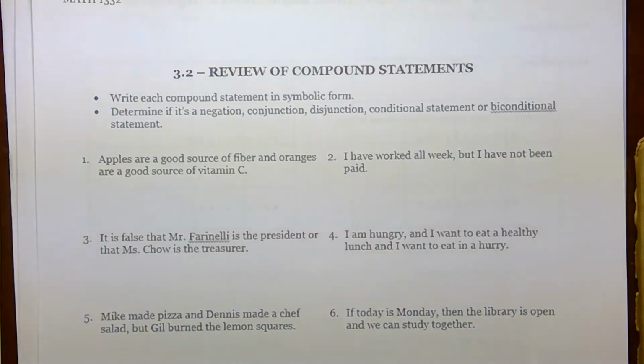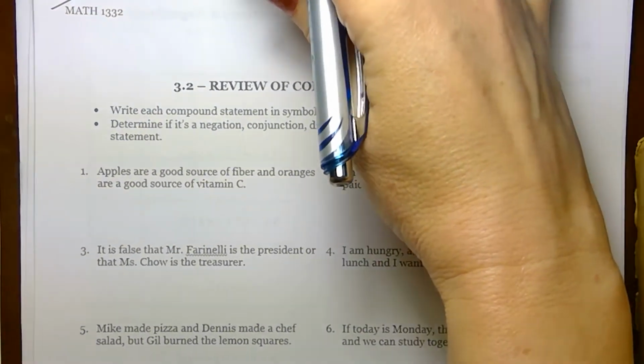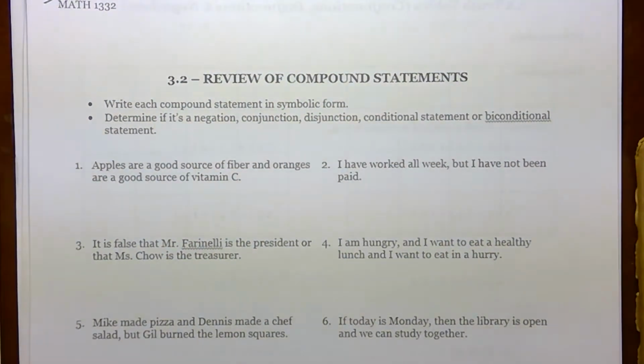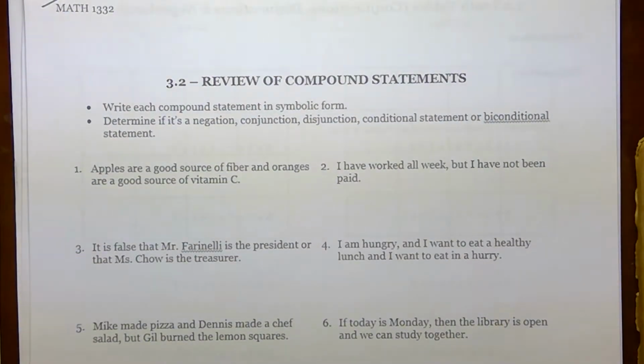Before continuing our introduction of truth tables, now that we've got those 5 basic truth tables out of the way, we're going to go back and review what a compound statement looks like in symbolic form, and how we can tell what type of compound statement it is. For the first one, we're going to do the first couple together, and then I'm going to give you some time to work on it on your own. I want you to pause the video and see how you do.